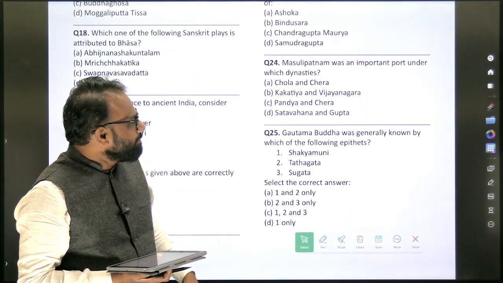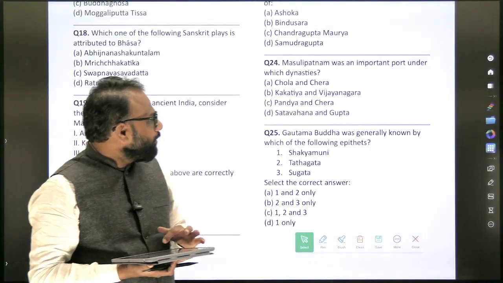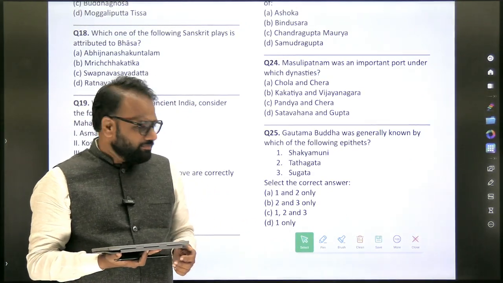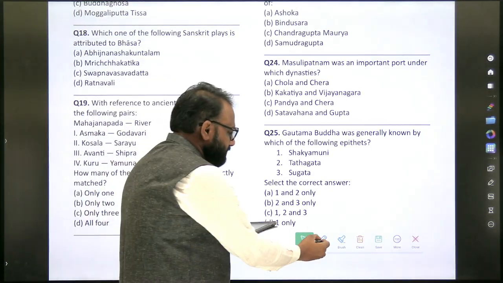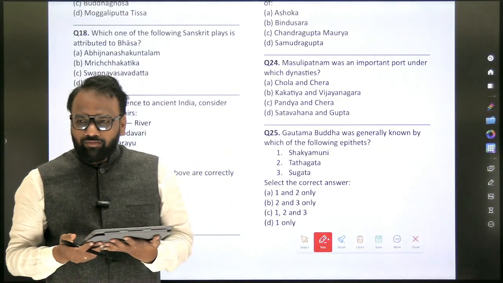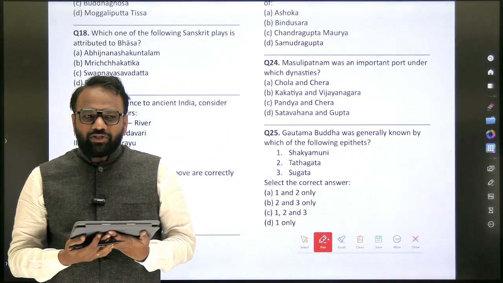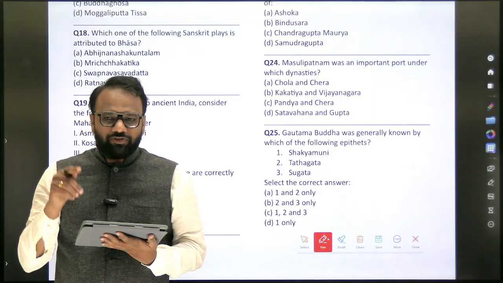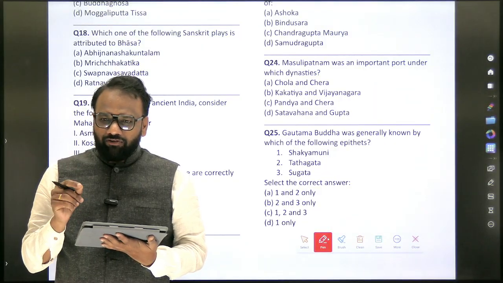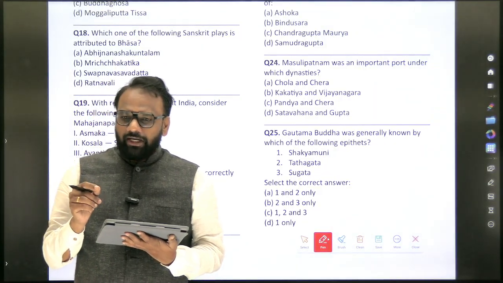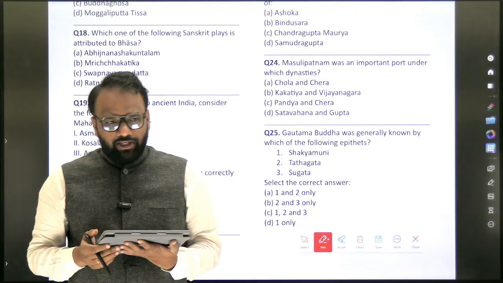Masulipatinam was an important port under which dynasty? Yes. Satavahanas and Guptas. So in these kinds of questions, wherever there is a confusion, you will cross-verify. Once you cross-verify by yourself, the information you register will be retained for a very long period of time. Okay, that's very important.